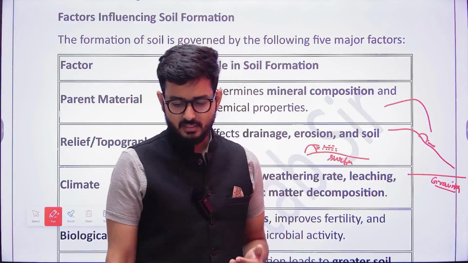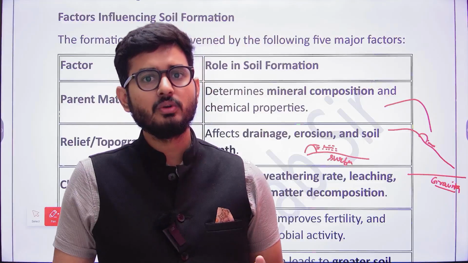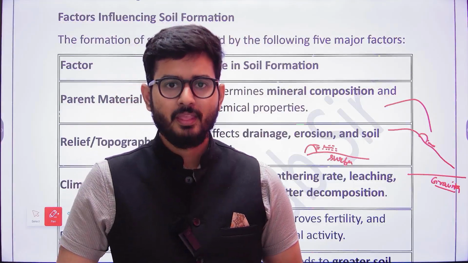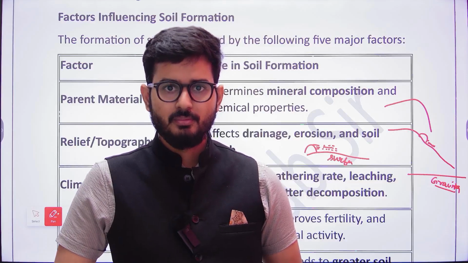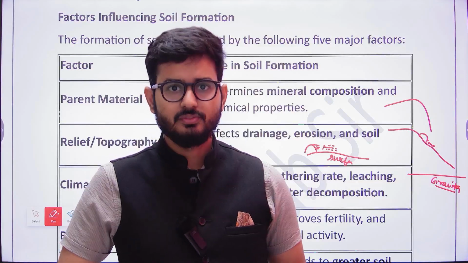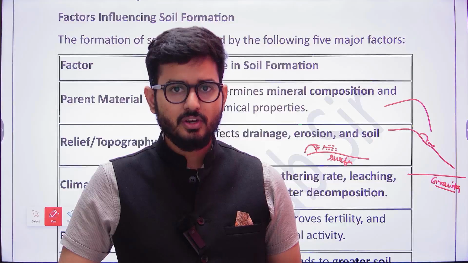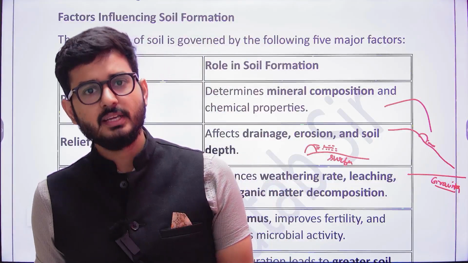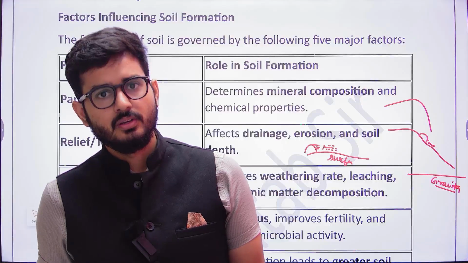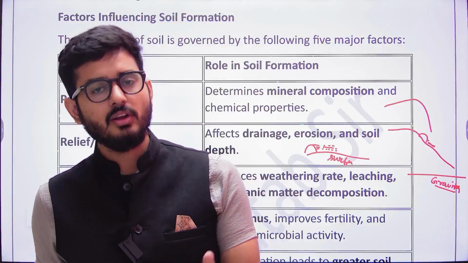For example, take the soil of the Gangetic Plains, the alluvial soils. They are around 1000 meters deep. But the soils on the mountains, the mountainous soils, are not that deep, because they are not in the same location, and they are just falling down.